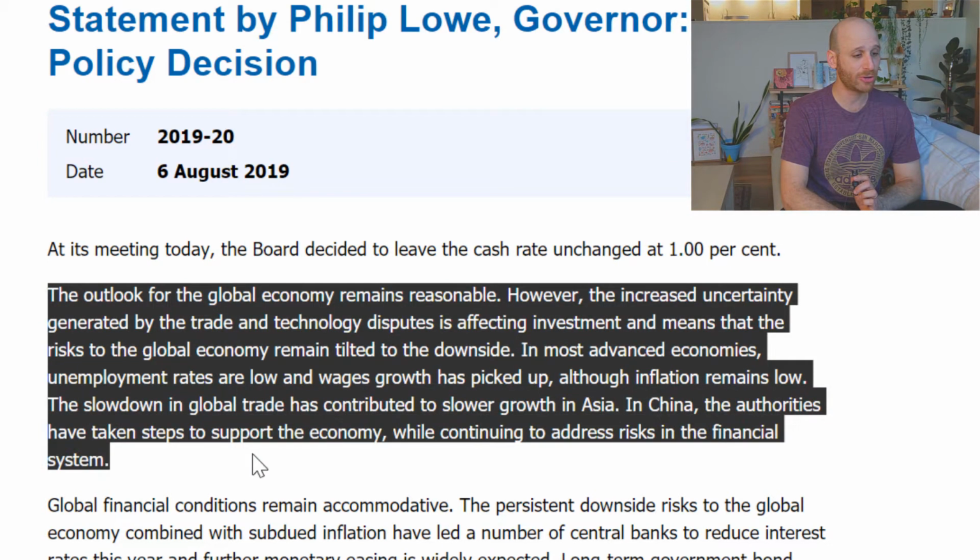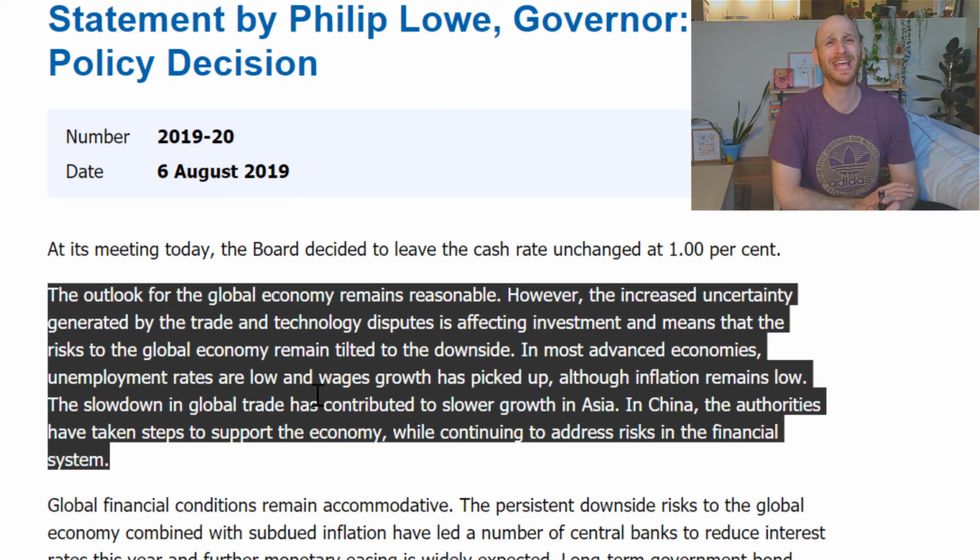What you can see here in terms of looking at the world economy, that's what this first paragraph is looking at. Can you see it says the outlook for the global economy remains reasonable? So the growth prospects are okay, but not amazing. Let's go further here. It says, however, the increased uncertainty generated by the trade and technology disputes. Now, trade and technology disputes, that's where you should look at that trade war, that trade conflict between the US and China. That's what the RBA is talking about here. And what it says is that this conflict is affecting investment and means that the risks to the global economy remain tilted to the downside.